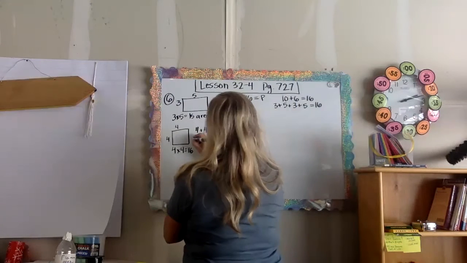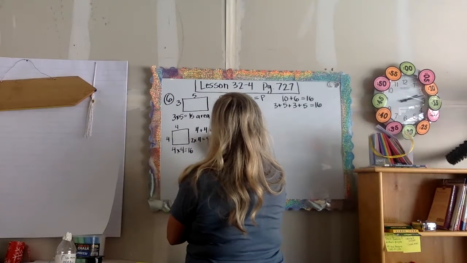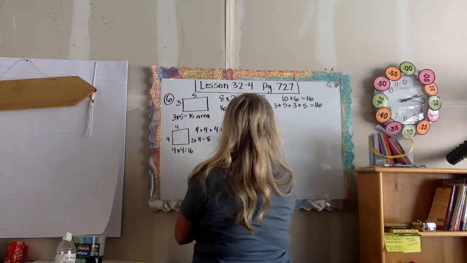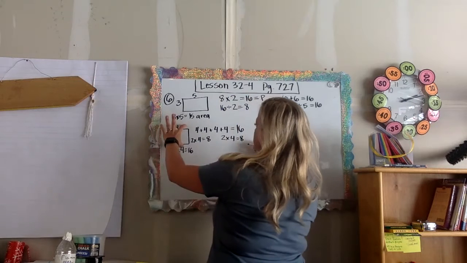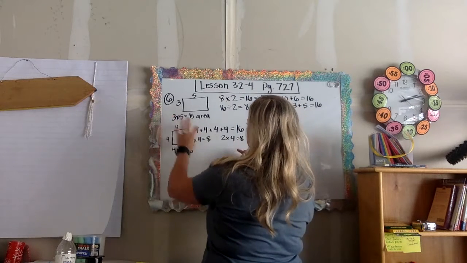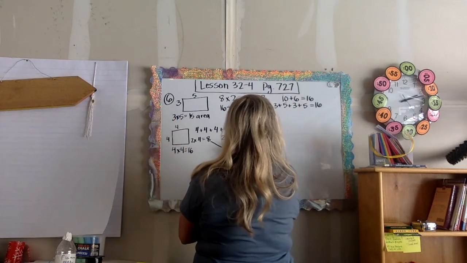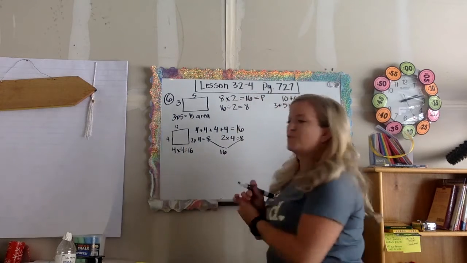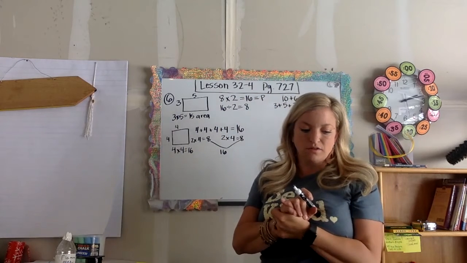I can do 2 groups of 4 equals 8, 2 groups of 4 equals 8. So that's this group, and this is this group. 8 plus 8 is 16. So I did it with that rectangle.